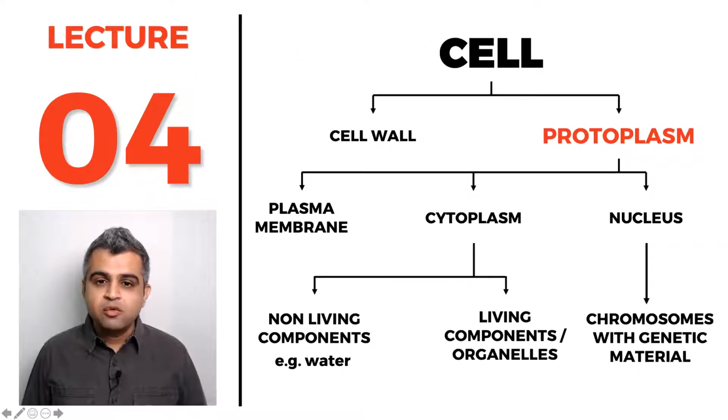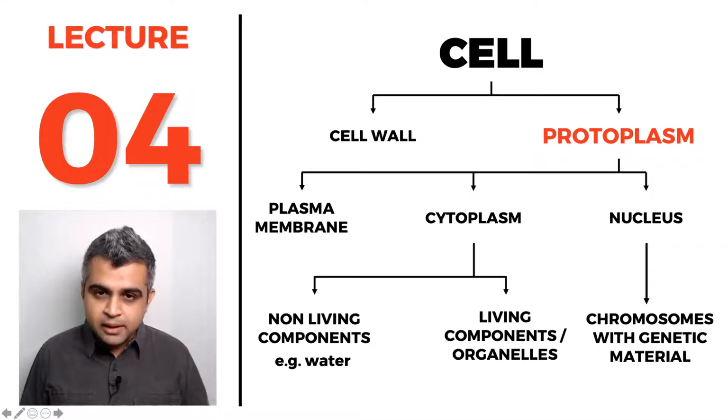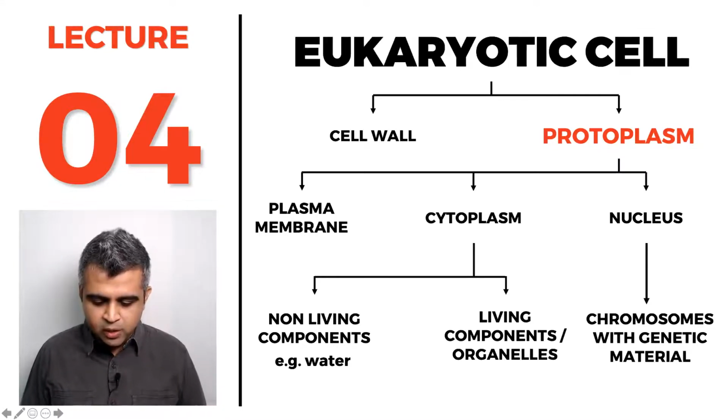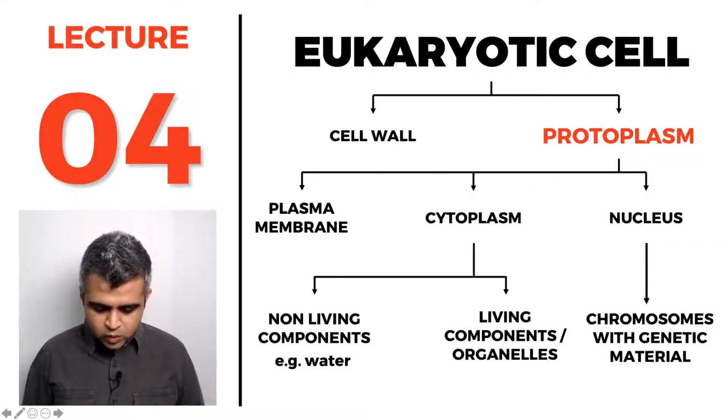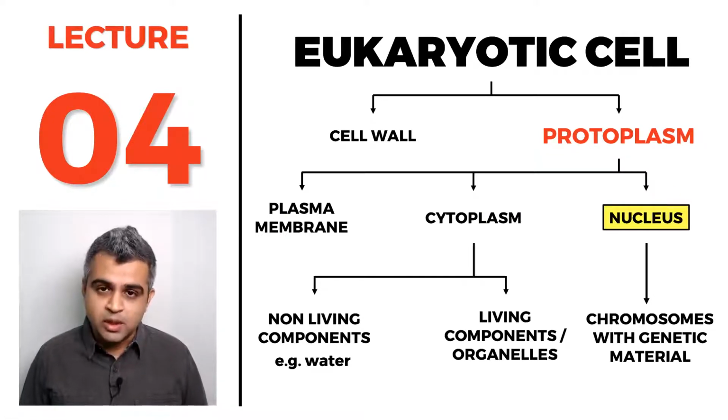In lecture number 4, which is the last lecture, I told you that for the next few lectures we are going to speak only about the eukaryotic cell. We are not going to discuss the prokaryotic cell. As you can see on your screen, the eukaryotic cell has a plasma membrane, cytoplasm and nucleus. In the last lecture, we did everything related to the nucleus. So let's quickly revise everything related to the nucleus.